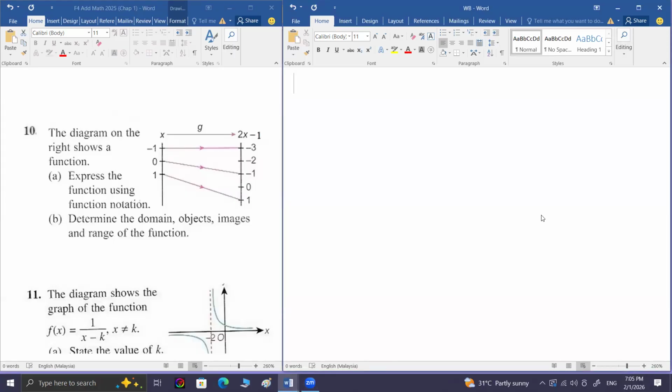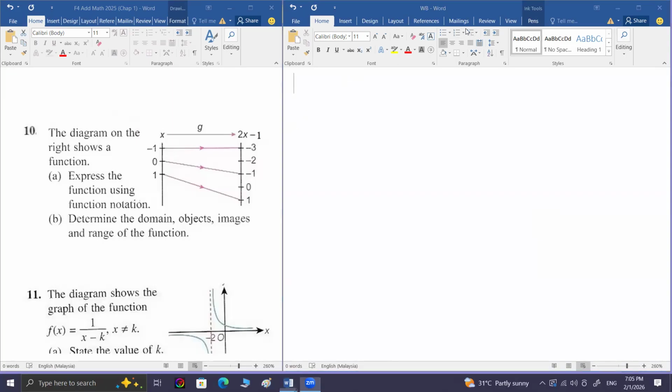Okay, class, get ready. Look at question 10 now. The diagram on the right shows a function. Here, it is already explained it's a function. So you're asked to express the function using function notation. What do I mean by function notation?